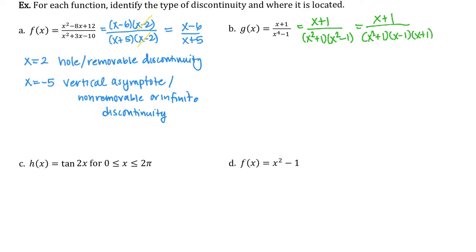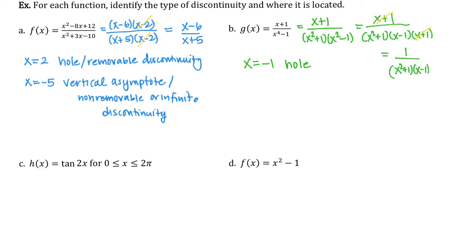Okay, right here I can see that I can cancel out the x plus 1. Since I can cancel it out, I can remove it. So at x equals negative 1, there's a hole, or you could say there's a removable discontinuity. Okay, what am I left with after I do that? Let me write over here. I have 1 over x squared plus 1 times x minus 1.